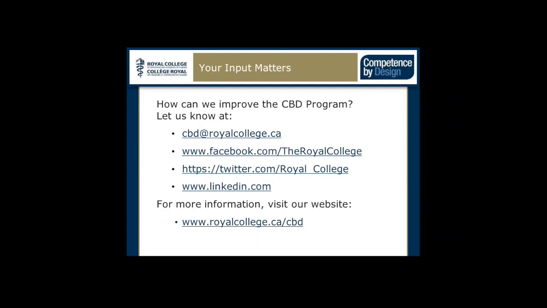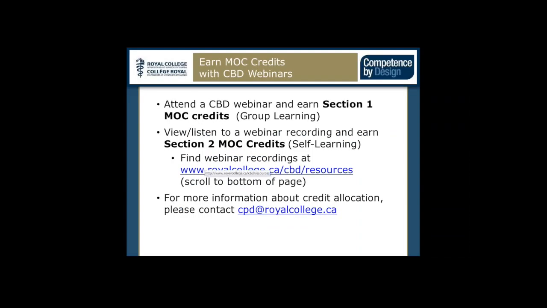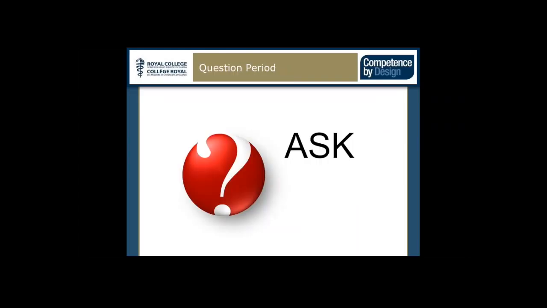So there's some information that might be useful to you. You can use it for Twitter or LinkedIn or email to give us access and tell us how we can do better. And there's certainly a lot more information available to you on the website. And you can earn credits from today, either in section 1 or section 2. Were there any questions that people had? And I know we're just at time.